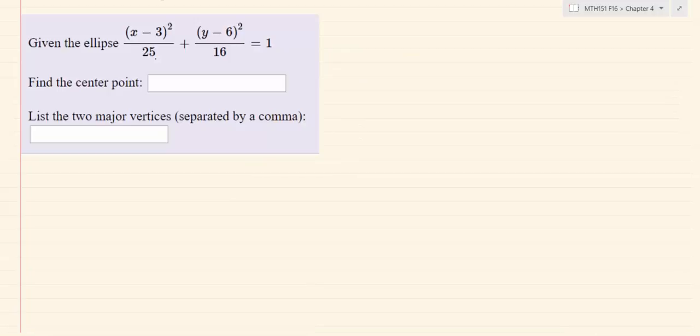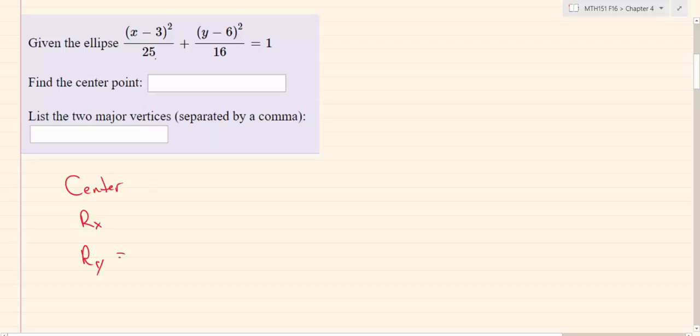And let's find out some things. Where is the center? What is r sub x? What is r sub y? Center is located where? 3, 6. R sub x, and that's going to be 5, right? Square root of 25 is 5.